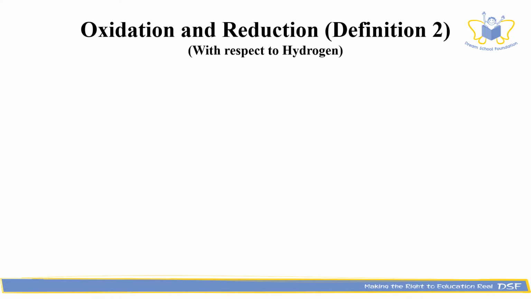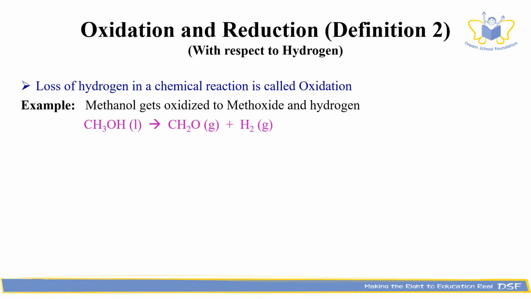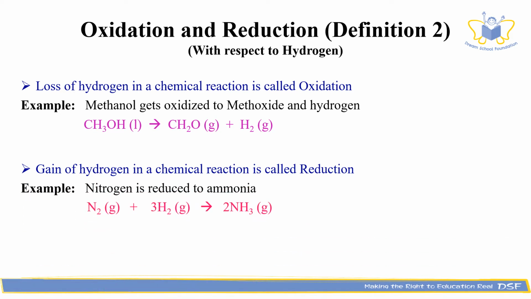Oxidation and reduction with respect to hydrogen. What if there is no oxygen involved in the reaction but we have hydrogen? Then the loss of hydrogen in a chemical reaction is called oxidation. For example, methanol gets oxidized to methoxide and hydrogen. Then what is reduction? The gain of hydrogen in a chemical reaction is called reduction. For example, nitrogen is reduced to ammonia.